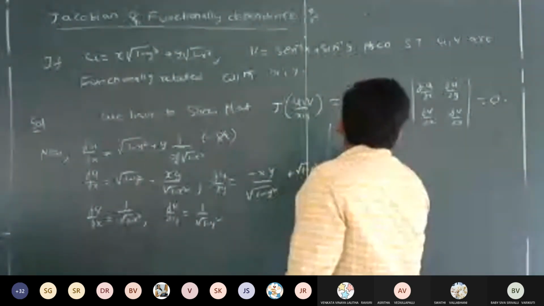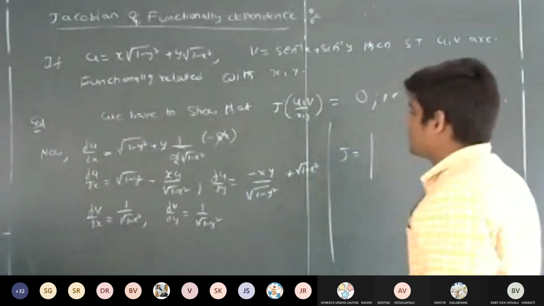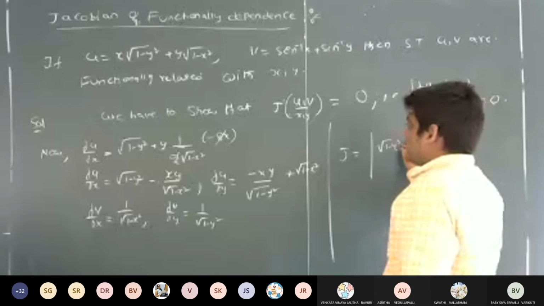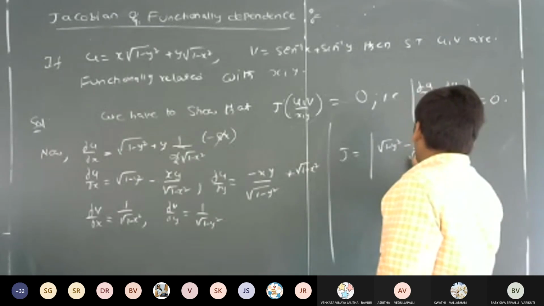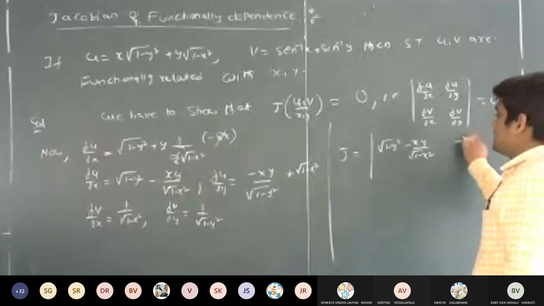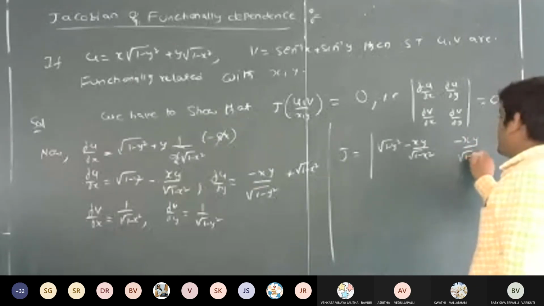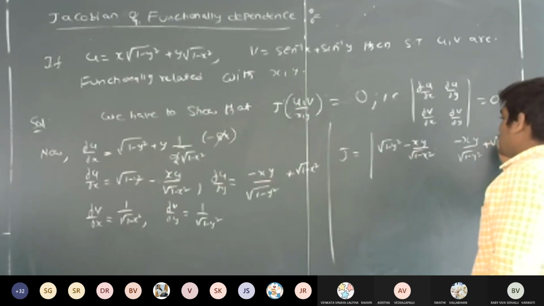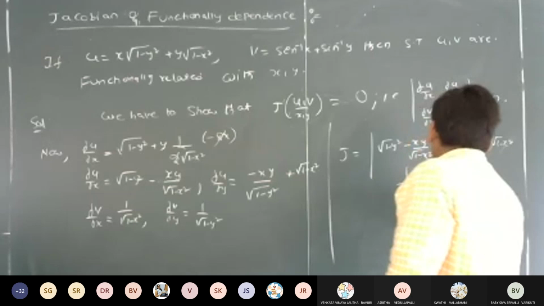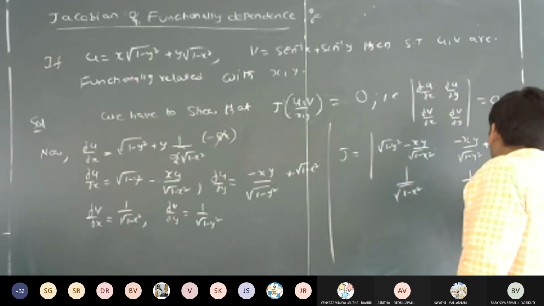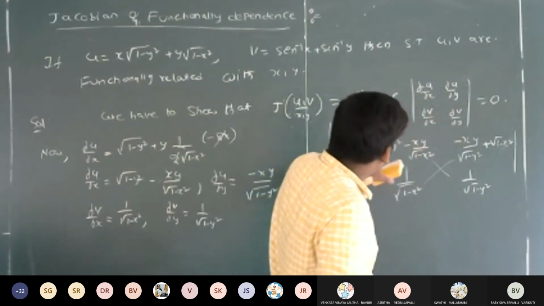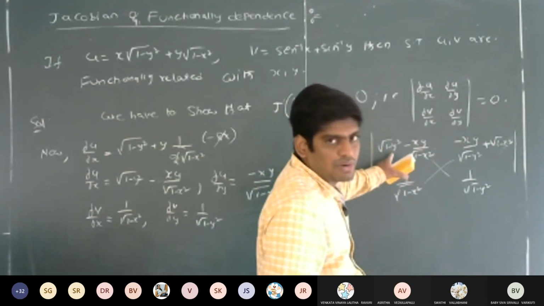So therefore, the Jacobian J is equal to, what is the first term? This is square root of 1 minus y square, so minus xy by square root of 1 minus x square. Next, what is the dou u by dou y value? This is minus xy by square root of 1 minus y square plus root over 1 minus x square. Next, 1 by square root of 1 minus x square, and 1 by square root of 1 minus y square. So take the cross product, that is AD minus BC. 1 by square root of 1 minus y square into root over 1 minus y square.